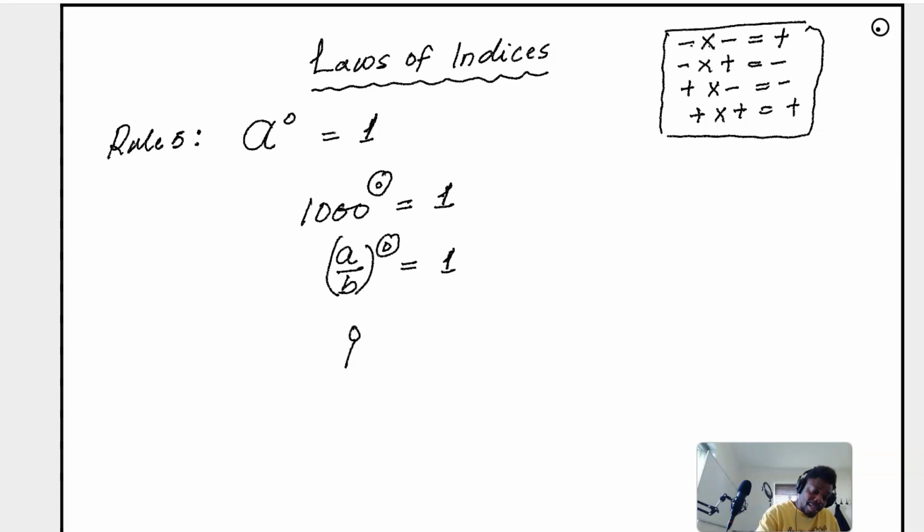If I raise myself, this is me here, and I raise myself, and I raise myself, that means Robin raised power 0, I'll be 1.